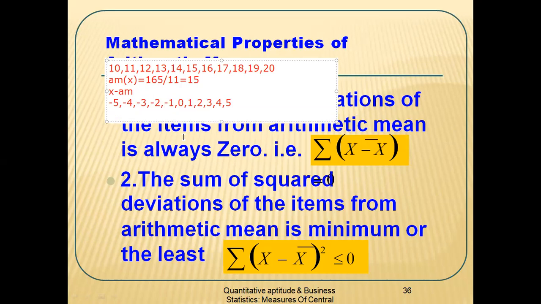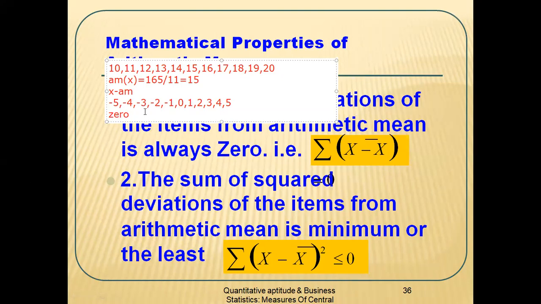Now let me add all the observations. What is the total of the given numbers? The new numbers are from minus 5 to plus 5. When I sum up all of these, the total is equal to 0. So by this, you can come to a conclusion that property 1 says that the sum of deviations of observations from the arithmetic mean is always 0.